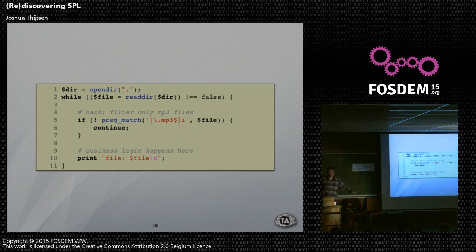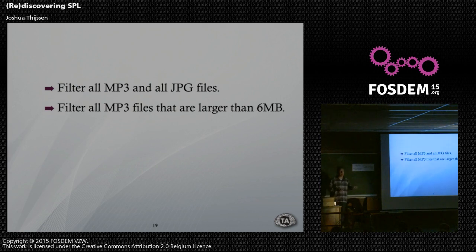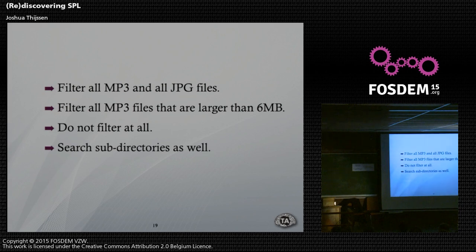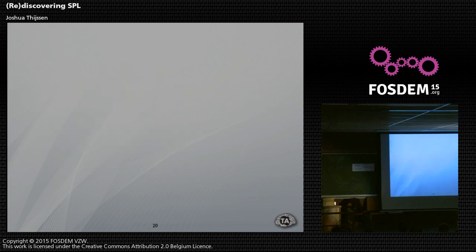Perfect, works perfectly. However, what if we want to filter out MP3 and JPEG files? What if we want to filter out MP3 files that are larger than 6 megabytes? What if we don't want to filter at all? What if we want to search subdirectories? What if we want to search multiple directories? Yeah, legacy code, anyone? So you get if statements, you get all kinds of really weird stuff that we deal with every day.